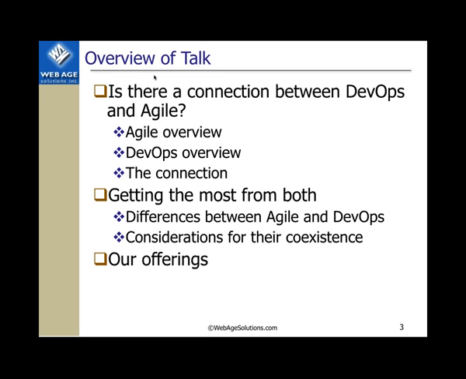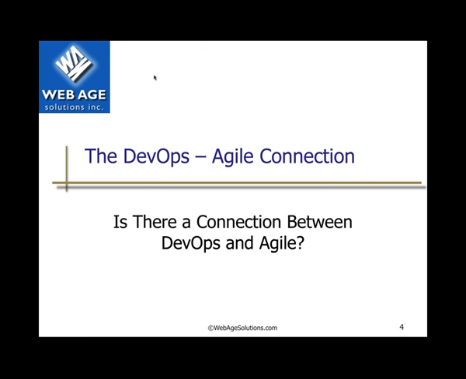And in this talk, what we're going to be looking at is what is the nature of the connection between DevOps and Agile software development. We'll have a brief overview of Agile, largely purposes and a little bit of methodologies, and a similar overview of DevOps, and that should give us the background to draw the connection between these two sets of practices.